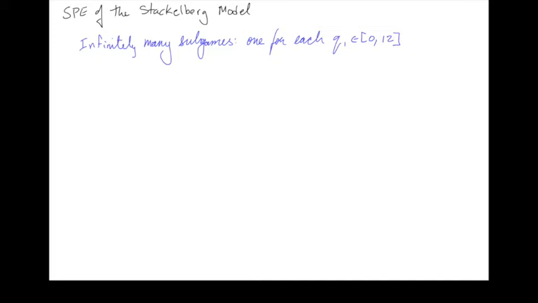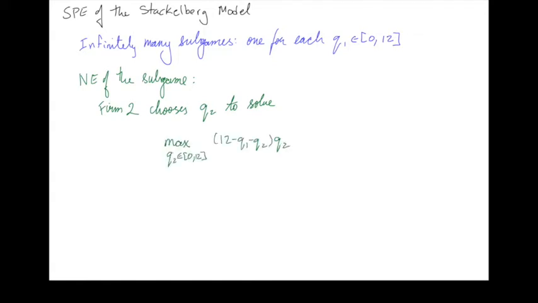It's firm 2, which must solve its maximization problem to pick the optimal quantity Q2, given the quantity that firm 1 has chosen. In other words, firm 2 solves the following maximization problem. Taking as a constant the choice of firm 1, firm 2 must pick Q2 that maximizes its payoff. The first order condition is 12 minus Q1 minus 2Q2 equals 0. So the optimal Q2 is (12 minus Q1) divided by 2. That's what firm 2 will choose in the subgame.